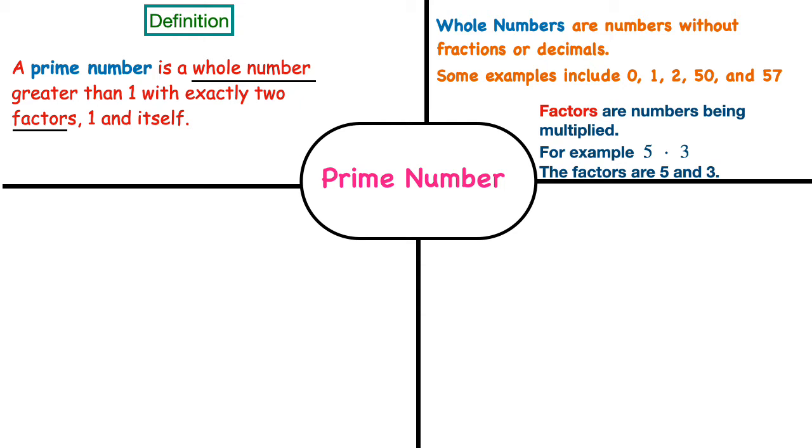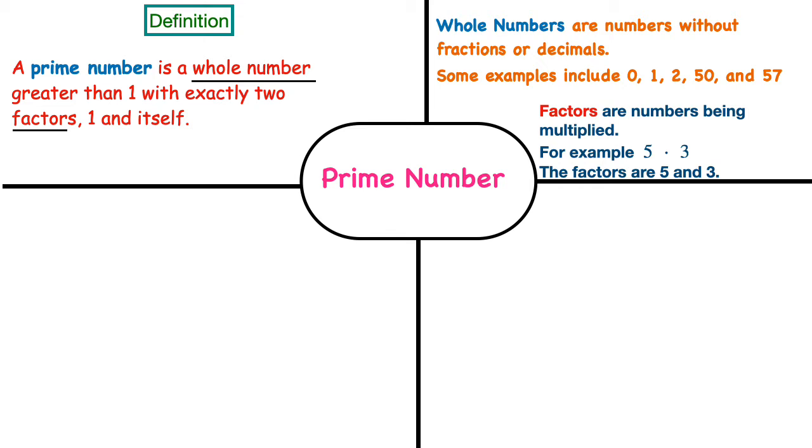Now let's go back and review that definition one more time. A prime number is a whole number, which means it's a number that doesn't have a fraction or a decimal attached to it. So it's a whole number that is greater than 1 with exactly two factors, 1 and itself. So remember, factors are numbers that are multiplied, and prime numbers have only two factors, 1 and itself.